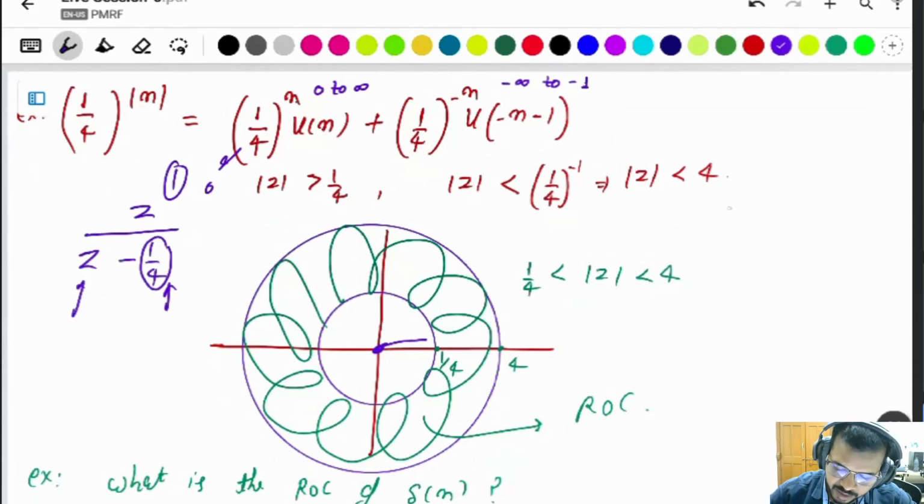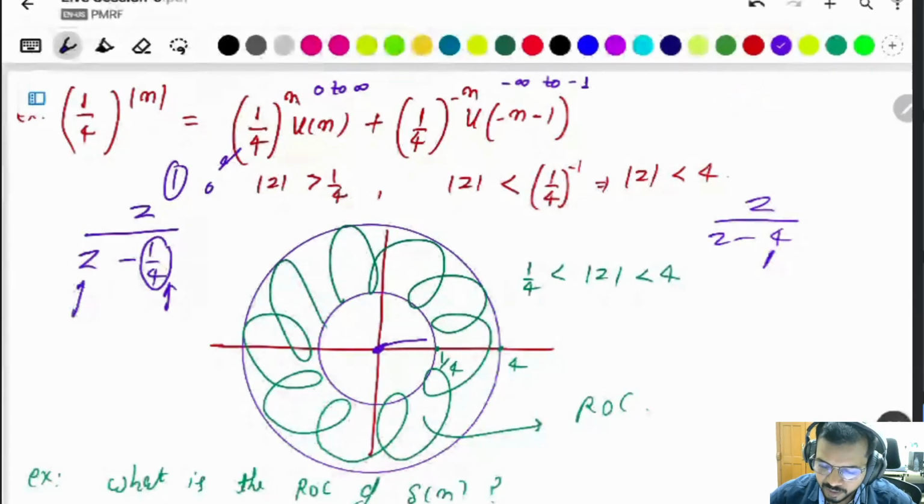Same thing in this case, z divided by z minus 4. If you take n equal to minus infinity, then this will be 4 to the power of infinity. But here the function will be z minus 4. If you take z to infinity, then this will also be infinity. We took minus infinity for this one, so there is a problem. That's why the signal should be in between them.